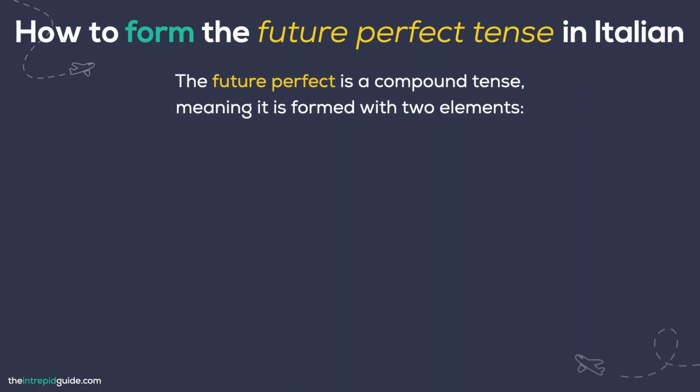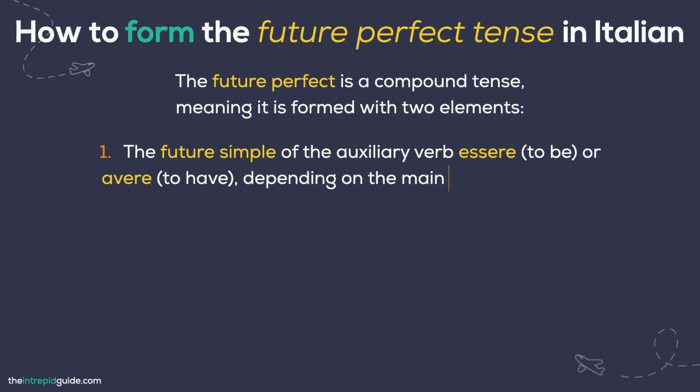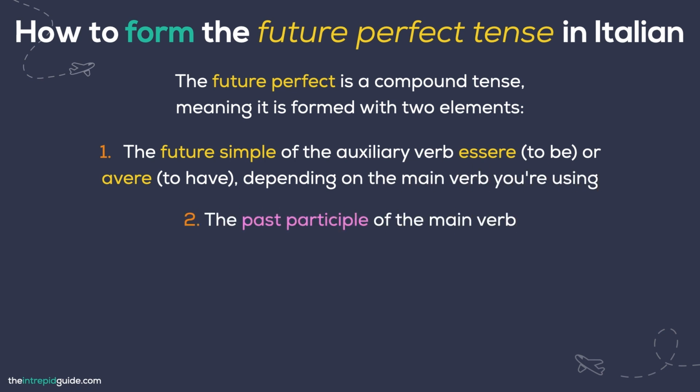Now let's take a look at how to form the future perfect tense in Italian. The future perfect is a compound tense, meaning it is formed with two elements. The simple future of the auxiliary essere or avere, depending on the main verb you're using, and the past participle of the main verb. Let's break this down to make it clearer.